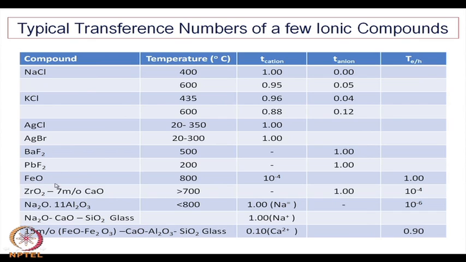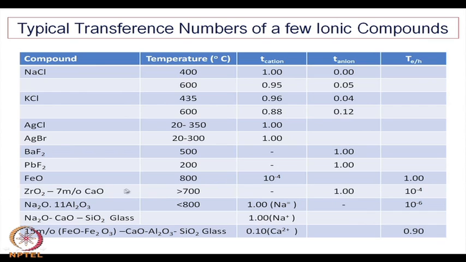Iron oxide, as you have discussed on several occasions, is a semiconducting oxide with cation vacancies, and so there is hardly any cationic conduction; the transport number of the cations, 10 to the minus 4, is very small. The electronic conductor is, in fact, a hole conductor. The conductivity is almost purely hole conduction, there is no cationic conductor.